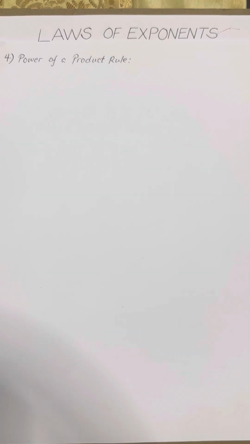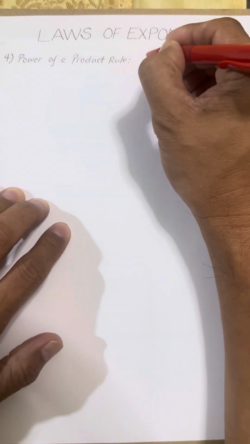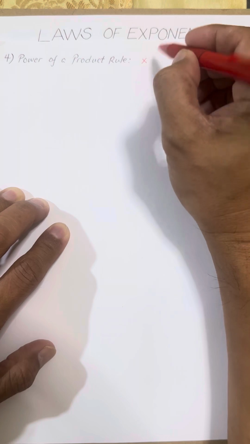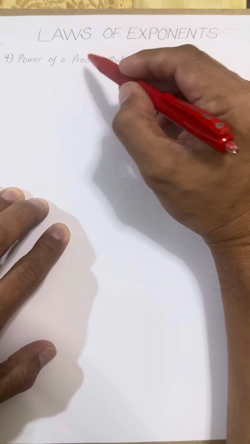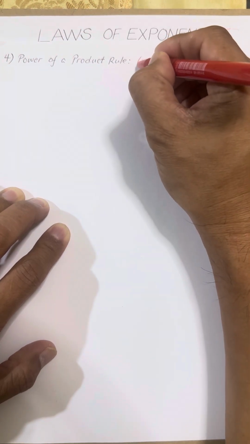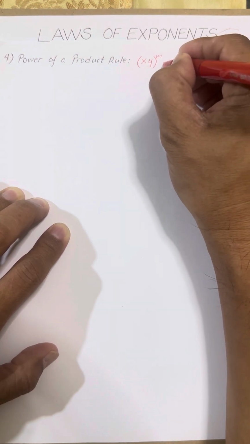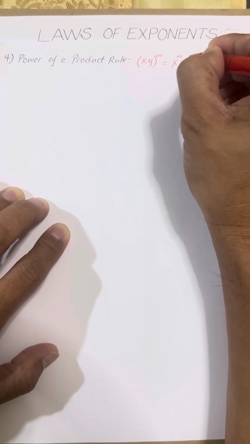So let's proceed to our fourth law of exponents. This is called the power of a product rule. The power of a product rule is expressed in this expression. The word product, so we have the product of x and y, then we have the word power, so raised to a power or exponent m. This is equal to x to the power of m, y to the power of m.